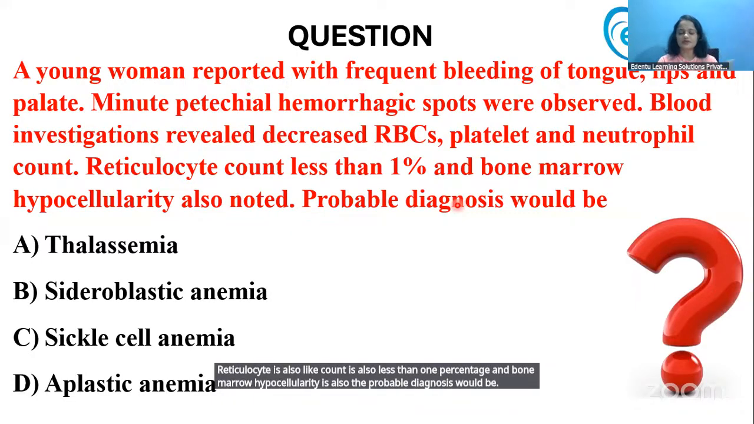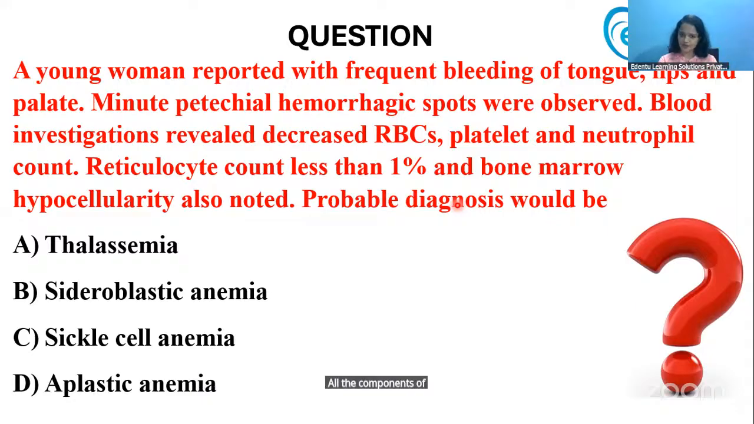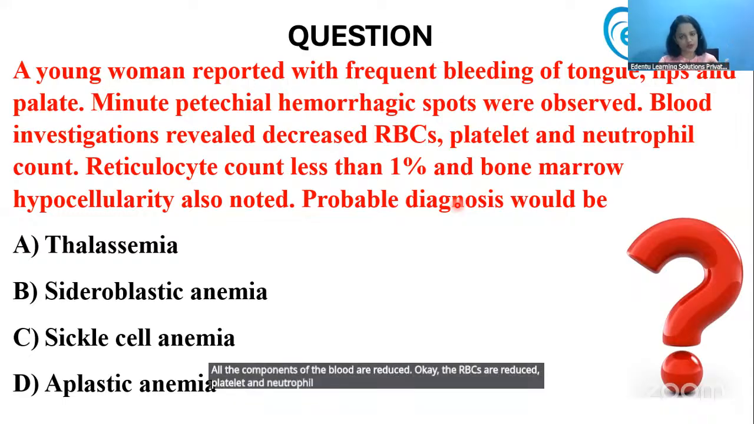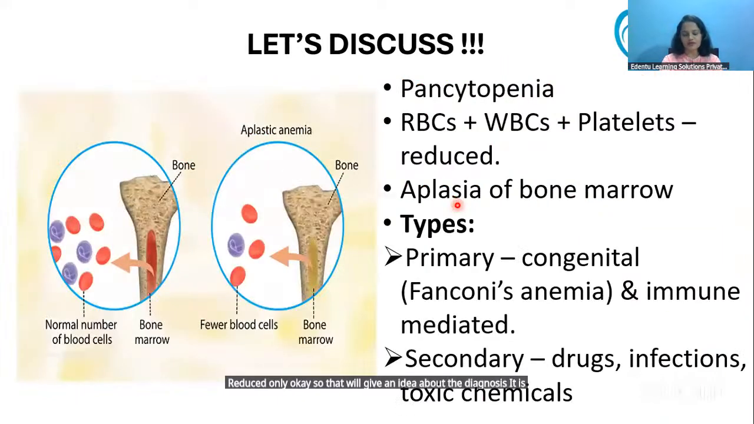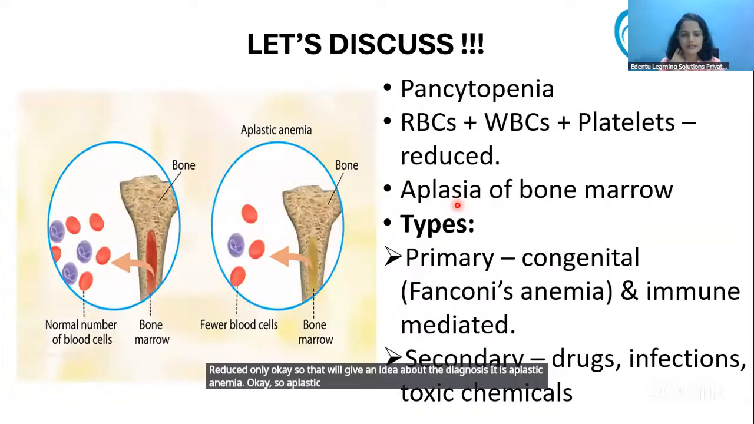Okay, so from the symptoms itself and the investigations itself, you can see that all the components of the blood are reduced. The RBCs are reduced, platelet and neutrophil count is reduced, reticulocyte count is also reduced, and bone marrow hypocellularity is also seen. Almost all the investigation values are reduced only. So that will give an idea about the diagnosis. It is aplastic anemia.